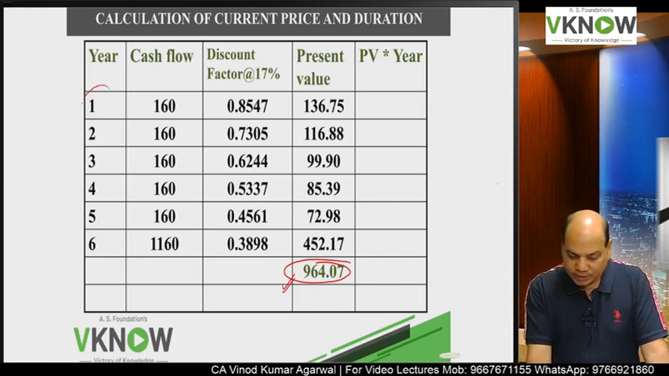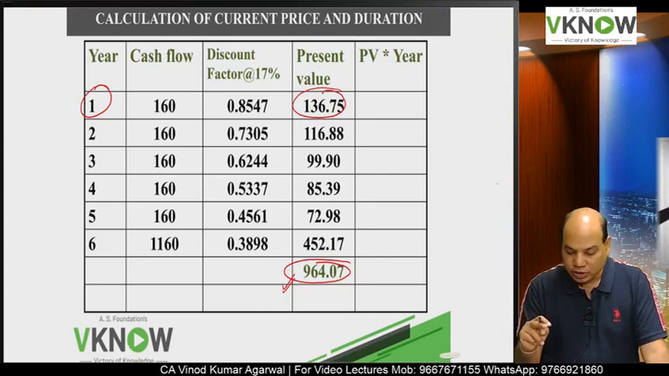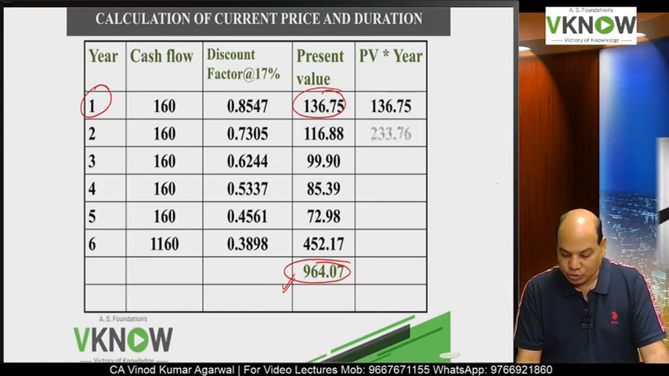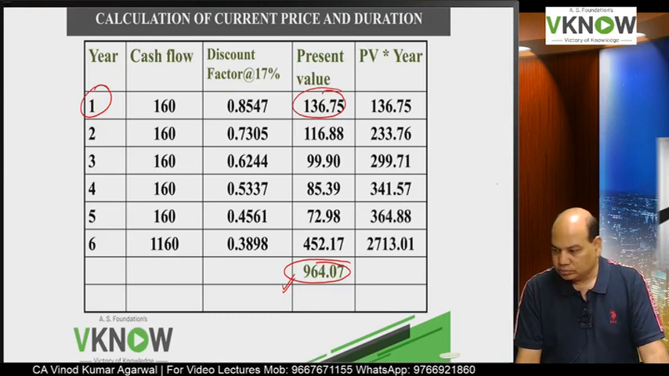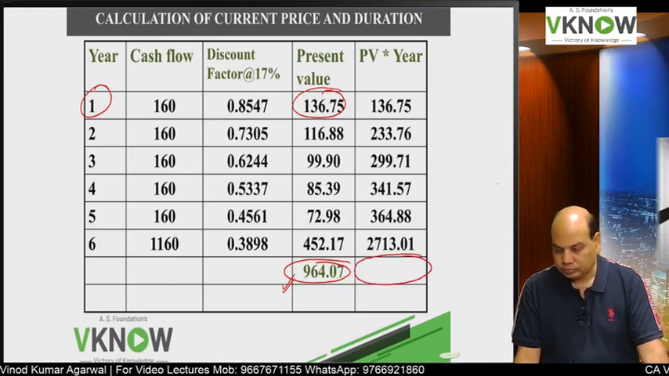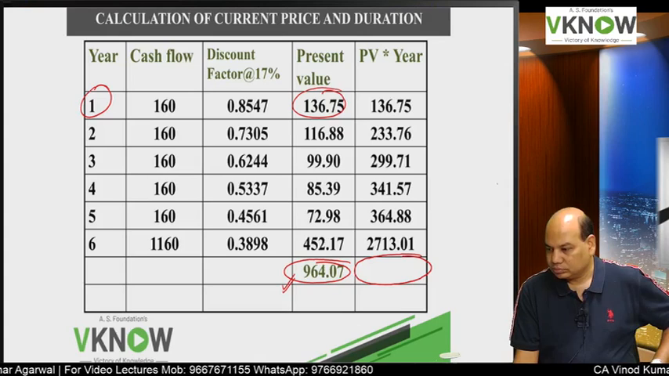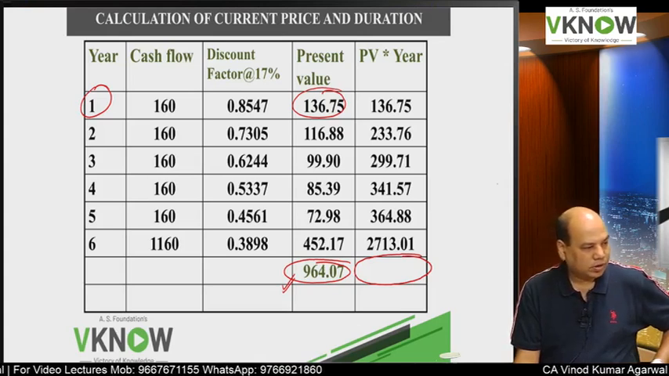Now you multiply year into present value and use memory plus function. 1 into 136.75 memory plus, 2 into 116.88 memory plus. This way you continue and give me the total of the last column. Give me the total of last column. Last column total. Last column.